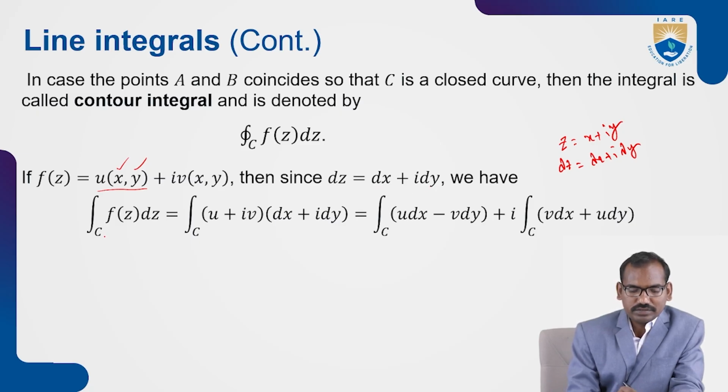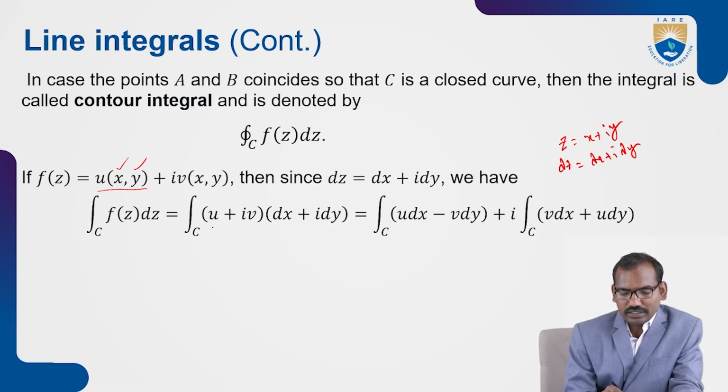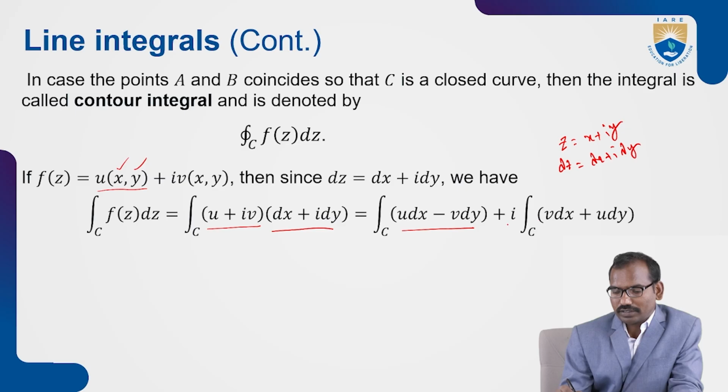So in this case, we have the integral over C f(z) dz, which can be written with f(z) simply as u plus iv, and dz as dx plus i dy, with integration along C. If you separate the real and imaginary parts of this product of two complex numbers, you will have this real term, and you also have an imaginary part, whose imaginary part is this much.